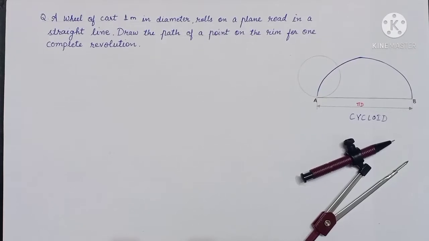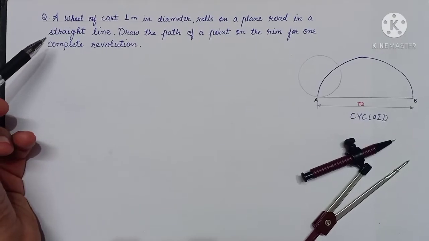We will learn to draw a cycloid. A cycloid is a curve generated by the points on the circumference of a circle as the circle rolls without slipping along a straight line. Let us take an example.